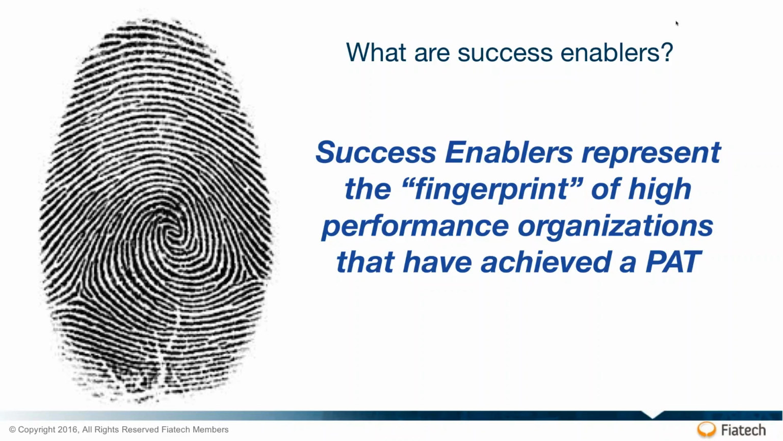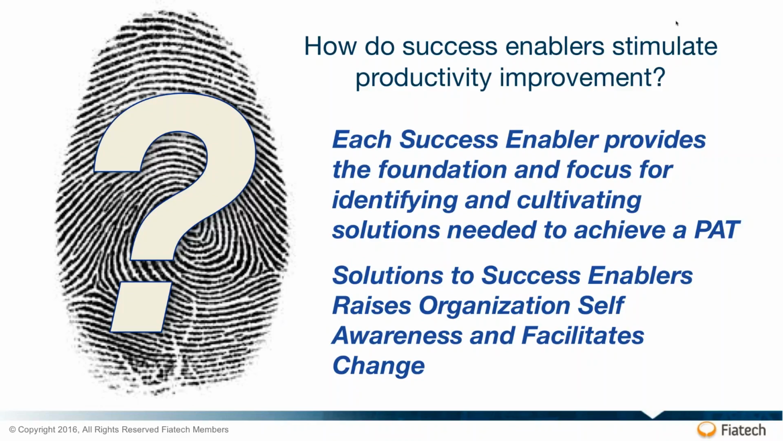So what are the success enablers? They really represent our understanding of what it takes to achieve the PAT. So it's really the fingerprint, and as you can see, a fingerprint's pretty complicated, but it's all the pieces it takes for an organization to successfully achieve that PAT result. Next slide.